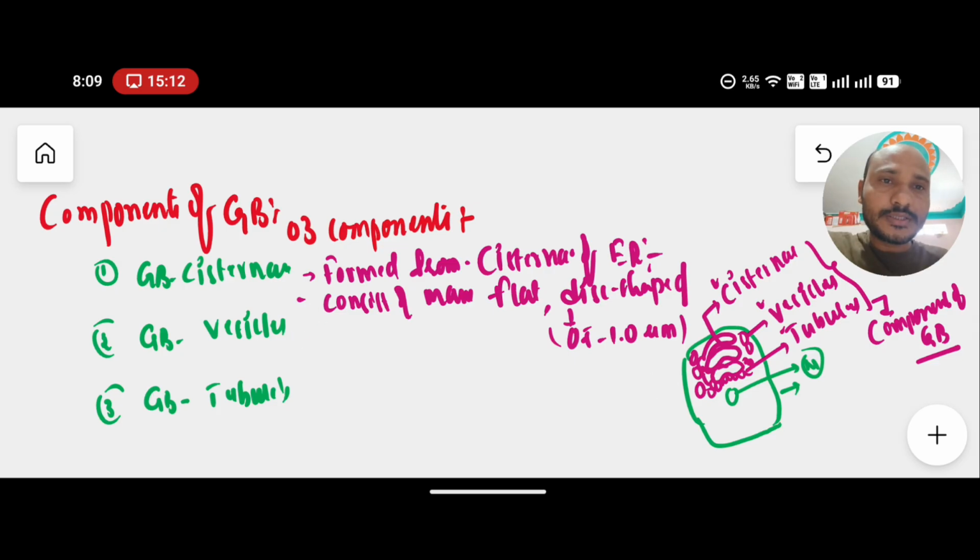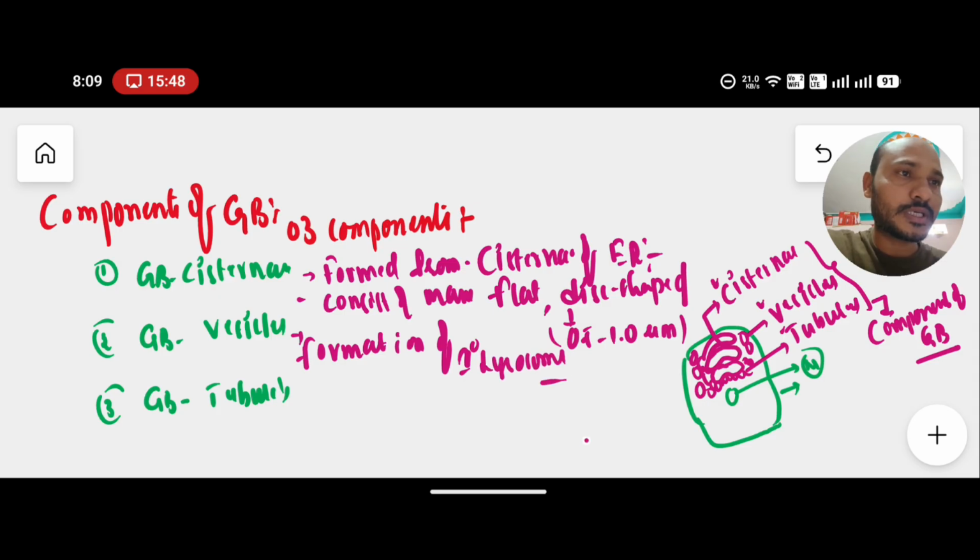Coming to vesicles. These vesicles help in the formation of primary lysosomes. Very important: lysosome formation occurs from the Golgi bodies only. Which component of the Golgi bodies helps in the formation of lysosomes? That is vesicles. In lysosomes we have different types, which we will discuss in another video lecture. So these vesicles help in the formation of primary lysosomes. Now coming to tubules, and this is the tubules. So this is all about the components of Golgi bodies.